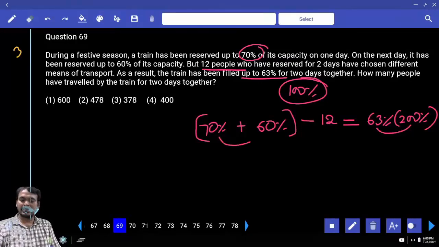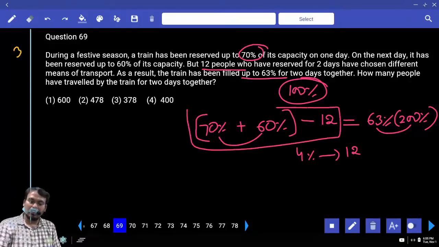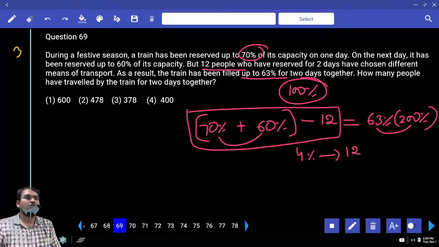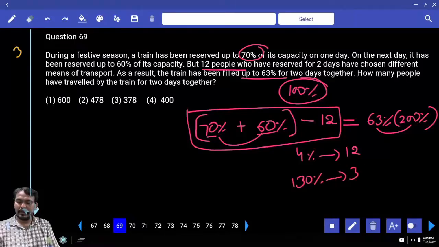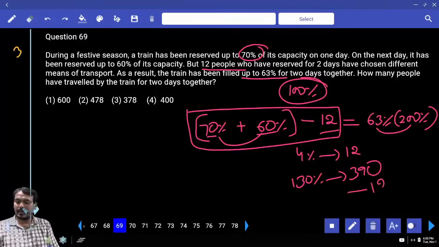126%. 70 plus 60, 130. What is the difference? 4% or not? What is the 4% value? 12 or not? What is the question here? How many people have traveled by the trains for the 2 days together? 2 days together means either left hand side value or right hand side value or not? Yes or no? 70 plus 60, 130. What is the 130% value? 390 or not? 390. The 12 members are both the days are considered. Then we write 390 minus 12. How much? 378 or not?